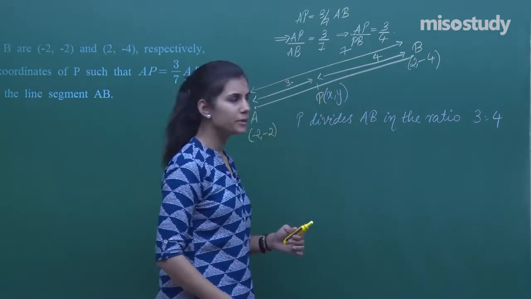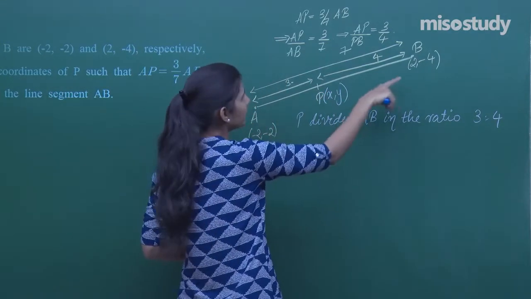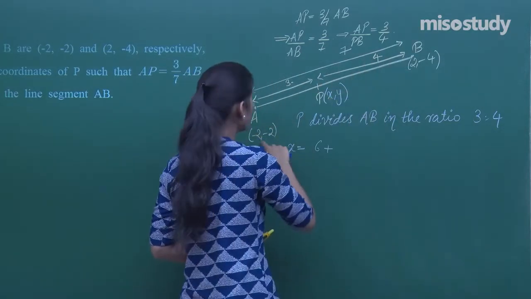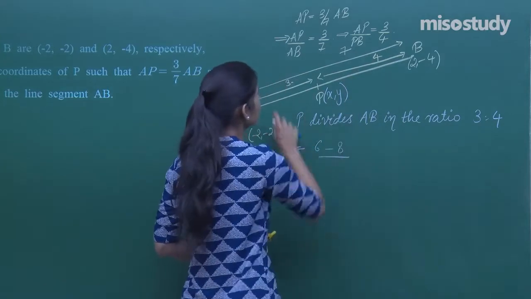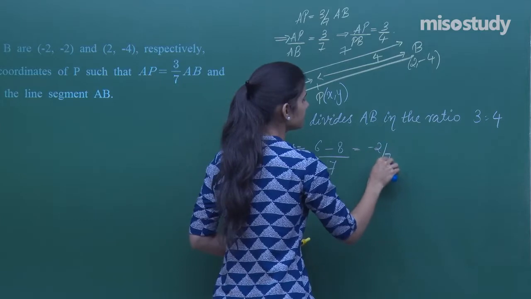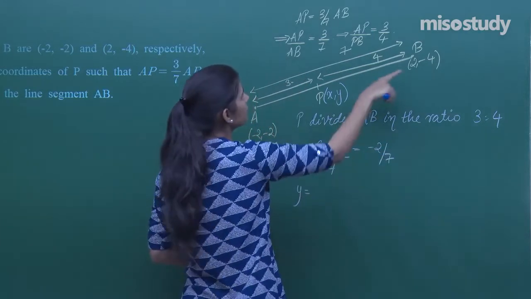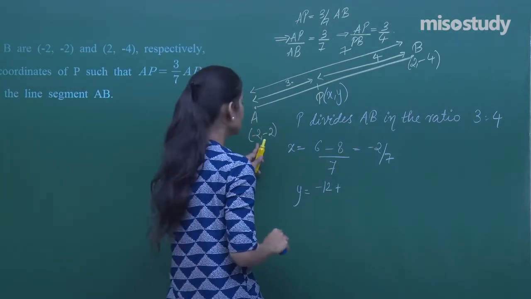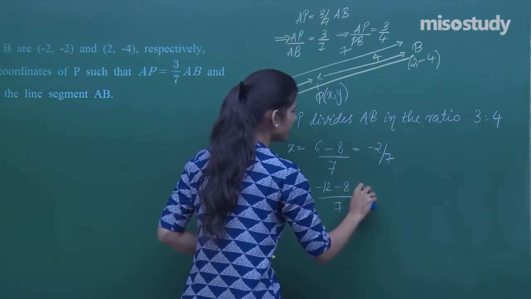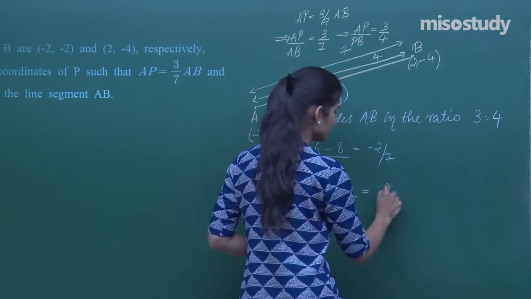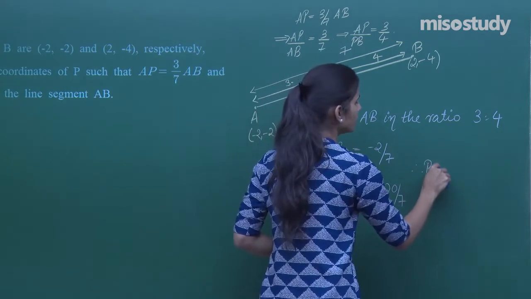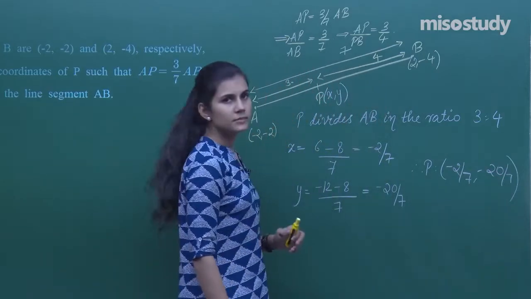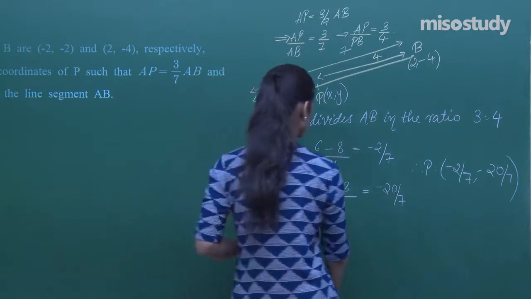Direct application of the section formula. The x coordinate will be equal to m1 x2 plus m2 x1 upon m1 plus m2. So 3 into 2 plus 4 into minus 2 upon 3 plus 4, which is 7. And the y coordinate is m1 y2 plus m2 y1. So minus 4 into 3 plus 4 into minus 2 upon m1 plus m2, which is minus 20 by 7. So P's coordinates are minus 2 by 7, minus 20 by 7. Is it clear? Here you have 6 and minus 8, so this is what you get.